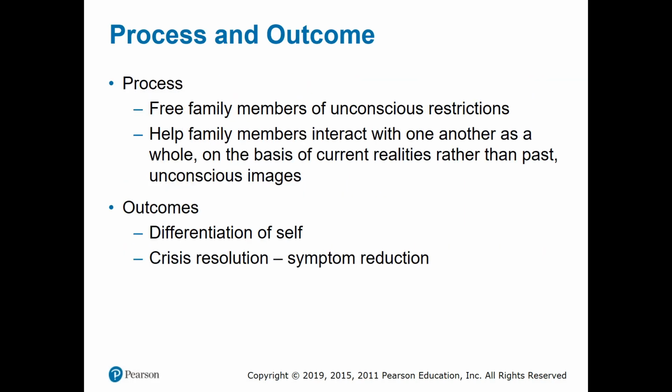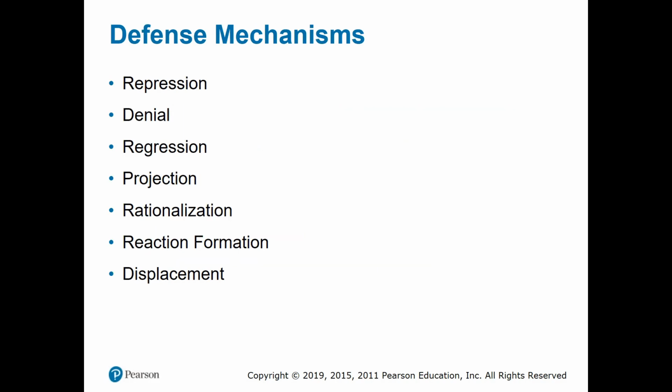Process and outcome. The process: free family members of unconscious restrictions, and help family members interact with one another as a whole on the basis of current realities rather than past unconscious images. The outcomes: the differentiation of self and crisis resolution or symptom reduction. Defense mechanisms such as repression, denial, regression, projection, rationalization, reaction formation, and displacement may play a role.